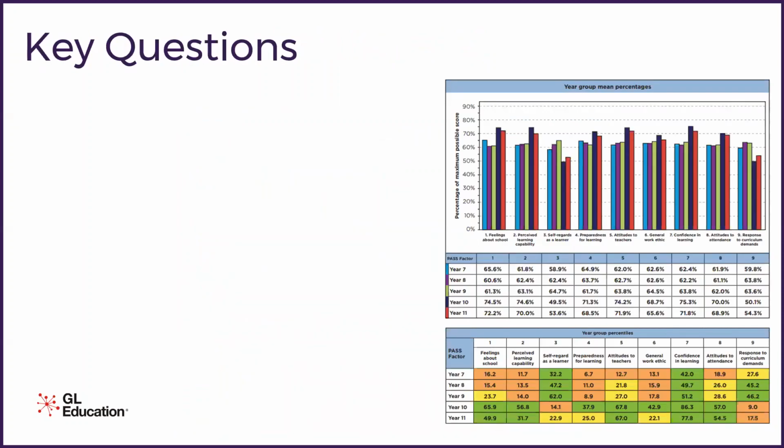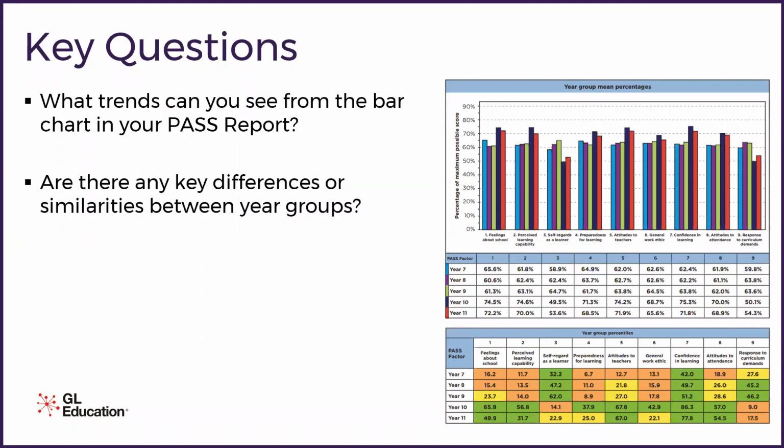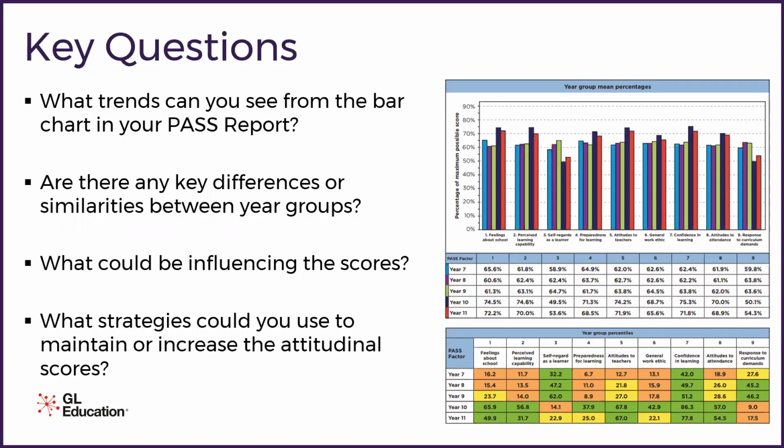Once you've looked at levels 1 and 2, you may want to ask yourself some key questions. What trends can you see from the bar chart in your PASS report? Are there any key differences or similarities between year groups? What could be influencing the scores? And then, what strategies could you use to maintain or increase the attitudinal scores? Remember, you can use the past interventions for ideas for these questions.